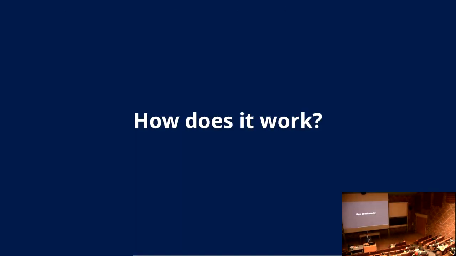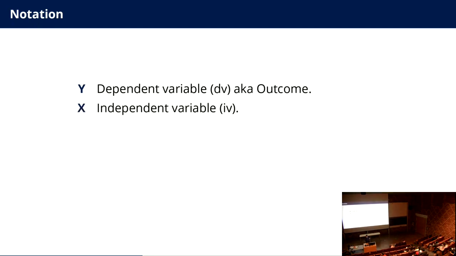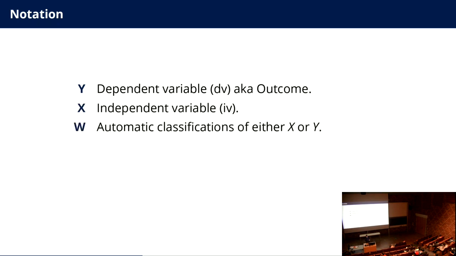All right, so now I'm going to talk about how this works. That's sort of the wind up, and yes, we can do it with this R package, kind of advertising that. Now I'm going to get into the more technical part of the talk, and I'm going to introduce some notation. So Y is our dependent variable, our outcome. X is our independent variable. And then W is the automatic classifications. Sometimes they're going to be for X, sometimes they're going to be for Y, depending on whether we're automatically classifying an independent variable or the outcome.